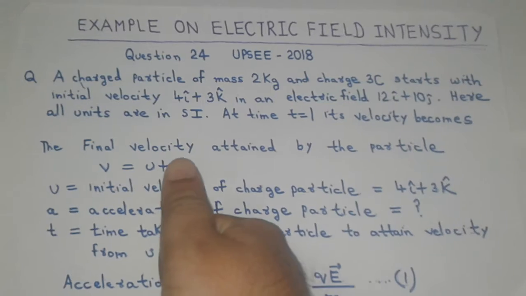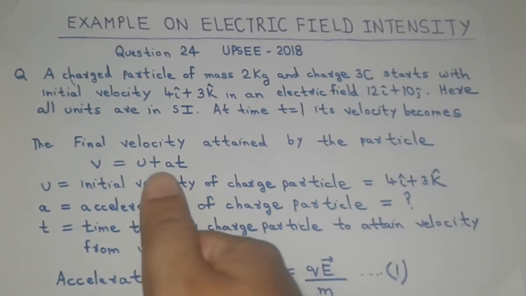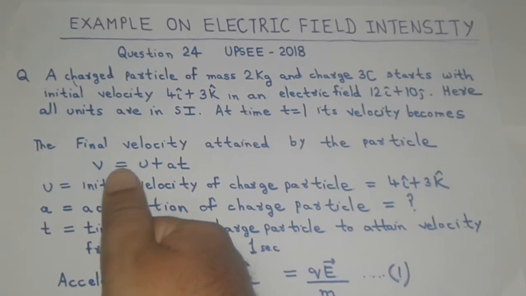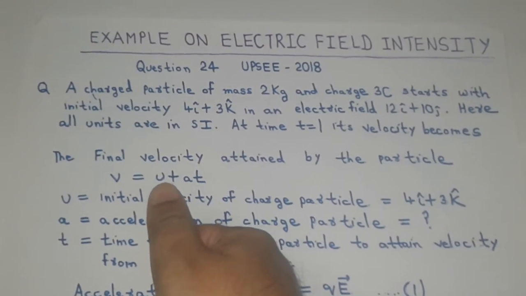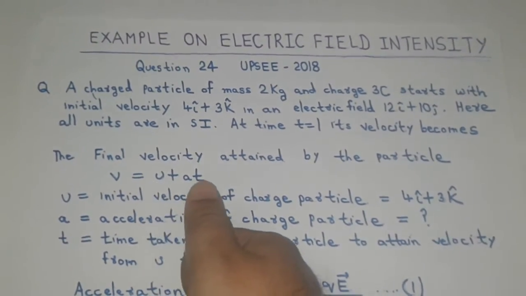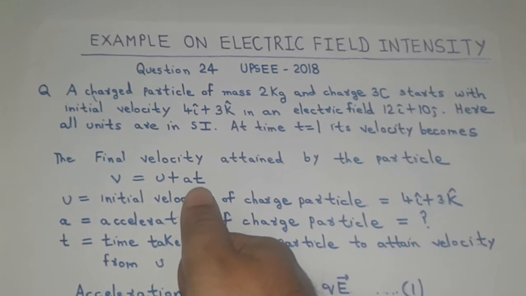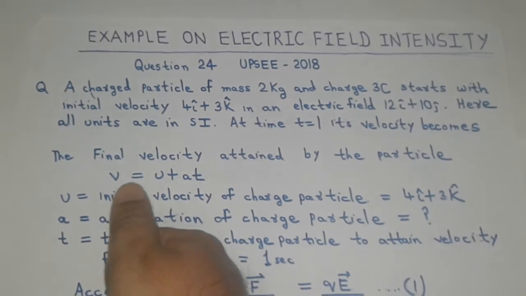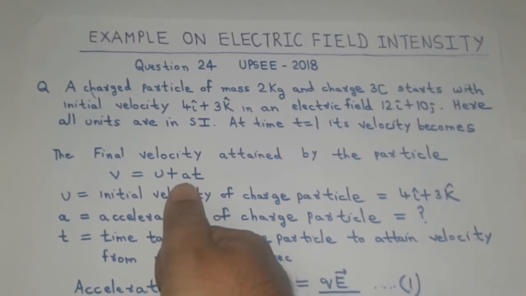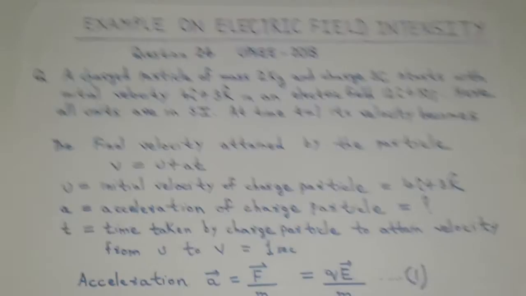So to determine the final velocity, we consider Newton's equation of motion as v is equal to u plus at. So the initial velocity of charge u is known and the time t, 1 second, is known. To determine the final velocity v, we must know the acceleration, which is unknown.